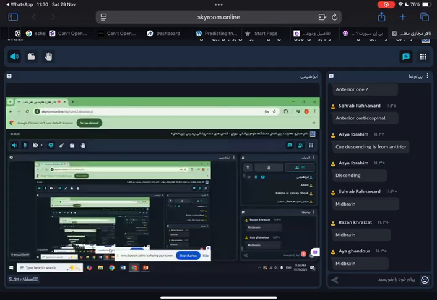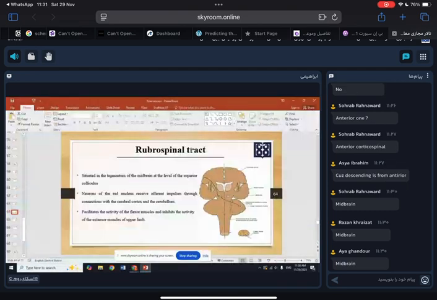So this part, rubrospinal tract, it means that it starts from the red nucleus of the midbrain. They get the information from the cerebral cortex and also from the cerebellum, then send the information into the spinal cord. What is the function in the spinal cord?